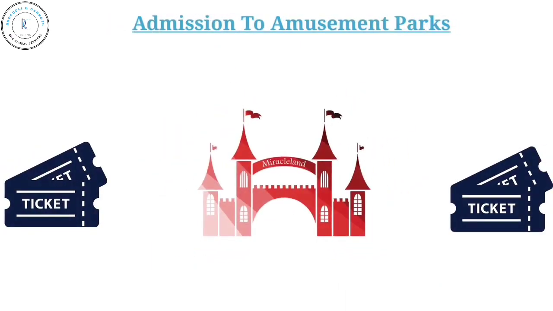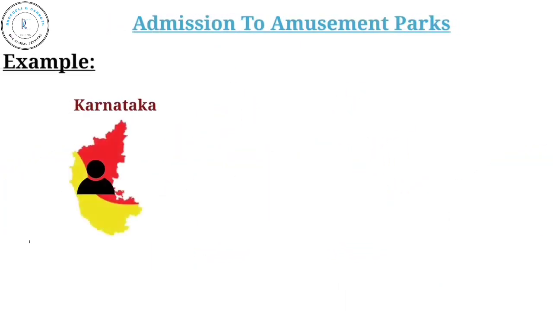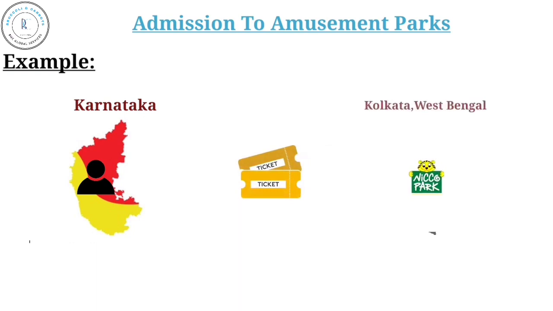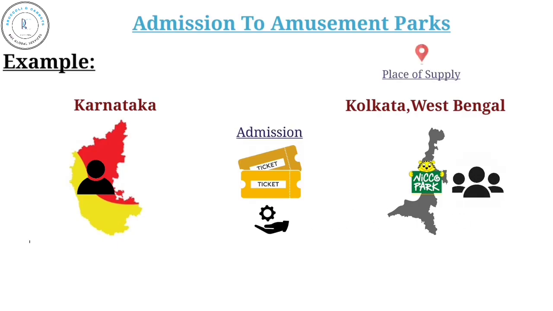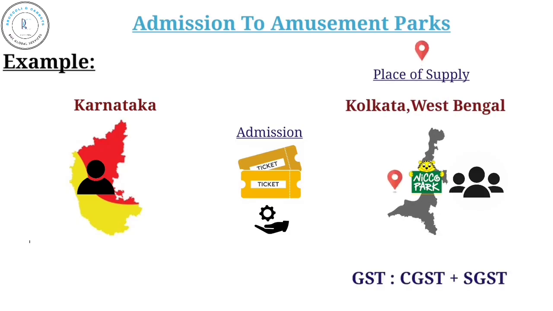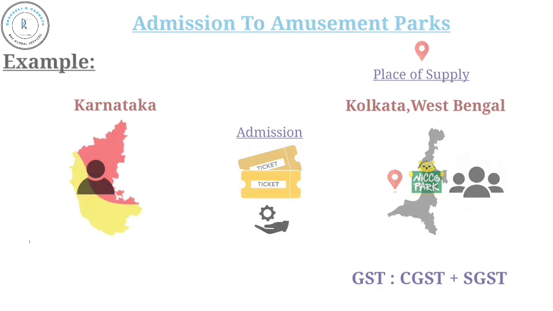Admission to amusement parks. Example, a person in Karnataka buys admission tickets for Nico Park, an amusement park in Kolkata, West Bengal, from the Nico Park organizers. Supply of service: admission. Place of supply: West Bengal, the location of the park. GST: CGST plus SGST.